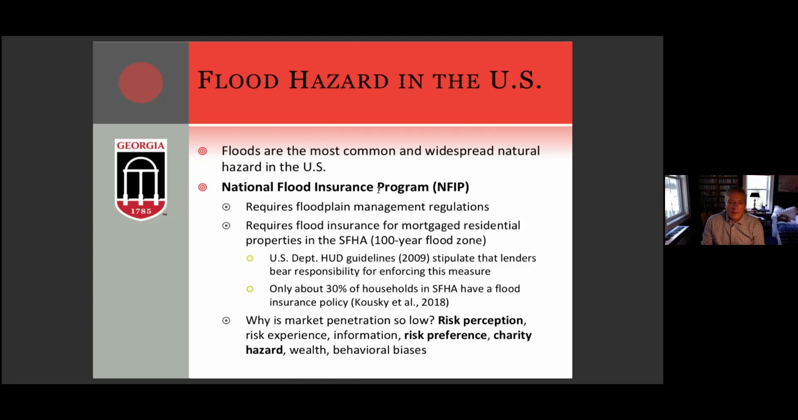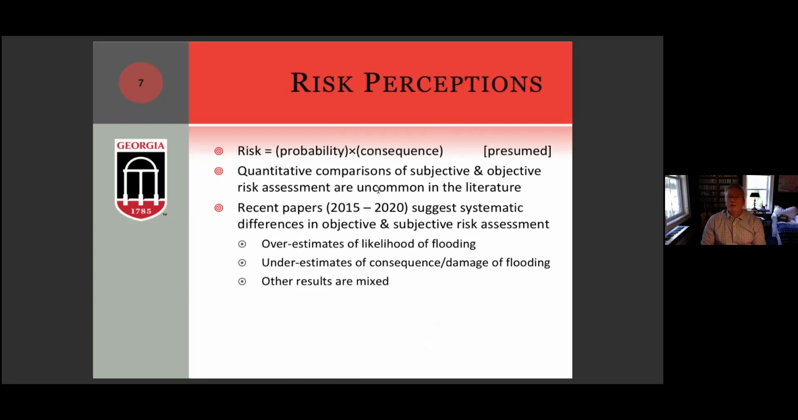The last topic is known as charity hazard, and this is kind of my irrational or behavioral paper that looks at whether or not disaster assistance may be limiting take-up of insurance. So those are the three topics that I'll touch on, and they all come back to this idea of United States flood risk and insurance take-up.